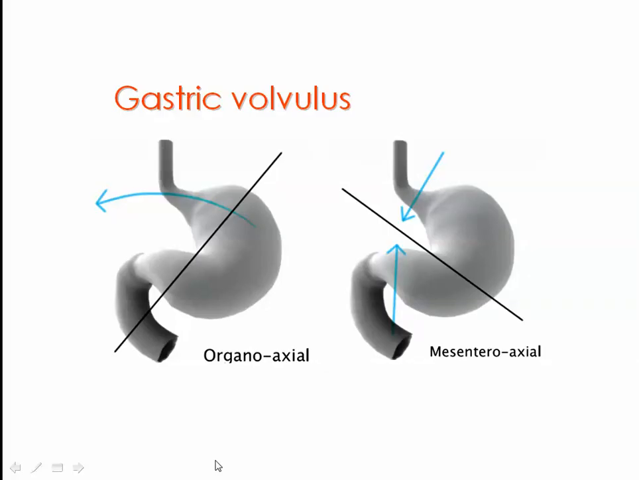Then the gastric volvulus means that the stomach has been rotated along a certain axis, and we have two types, the organoaxial and the mesenterico-axial volvulus of the stomach. In the cases of organoaxial volvulus, the greater curvature is above, and in cases of mesenterico-axial volvulus, the greater curvature of the stomach will be on the right side.